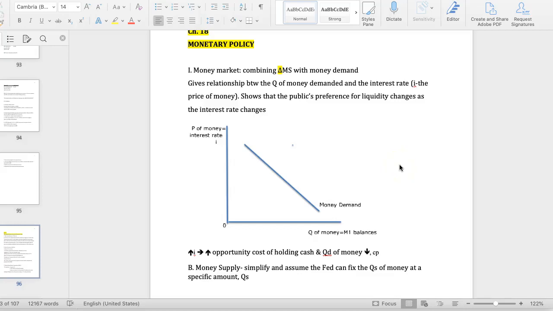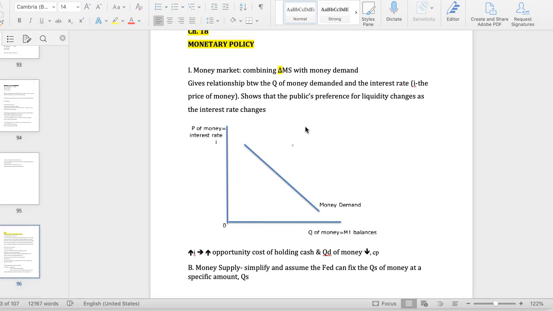So, continuing on with the monetary policy, we're going to talk about how the change in money supply coordinates with money demand to form the money market. So the money market gives the relationship between the quantity of money demanded and the interest rate, little i, which you can also think of as the price of money. It shows the public's preference for liquidity changes as the interest rate changes.